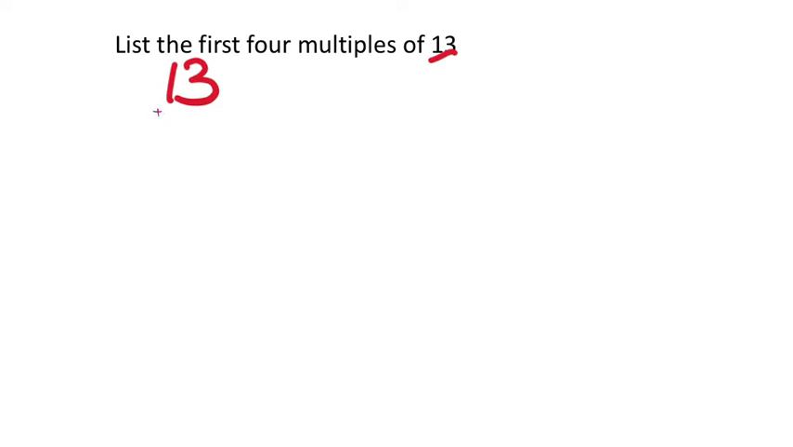We said, well, let's make our own table. So that means I'd have to add another 13 right there. So in the ones place value, 3 plus 3 is 6. In the tens place value, 1 plus 1 is 2. So that's 26. That's the second multiple of 13.